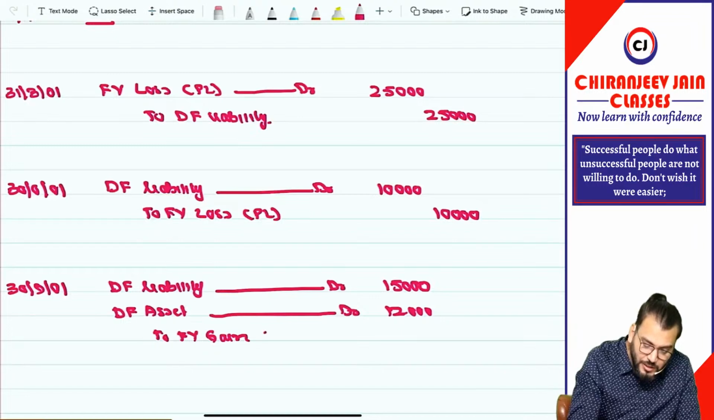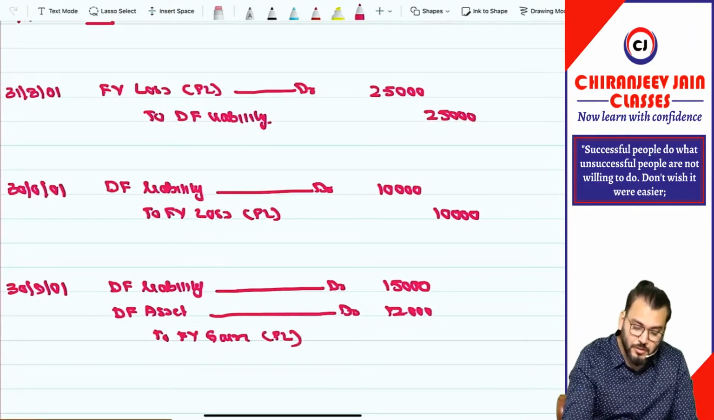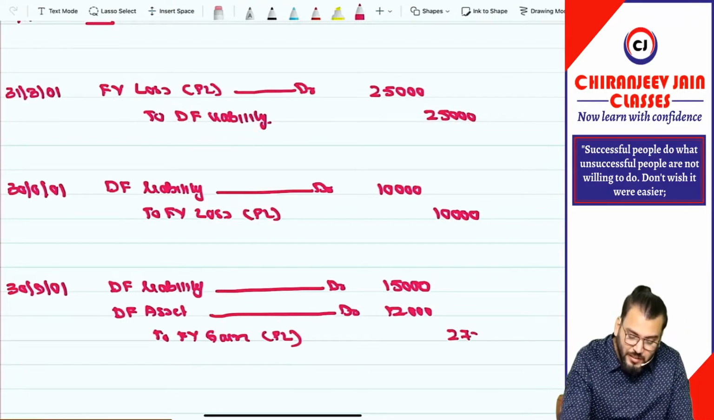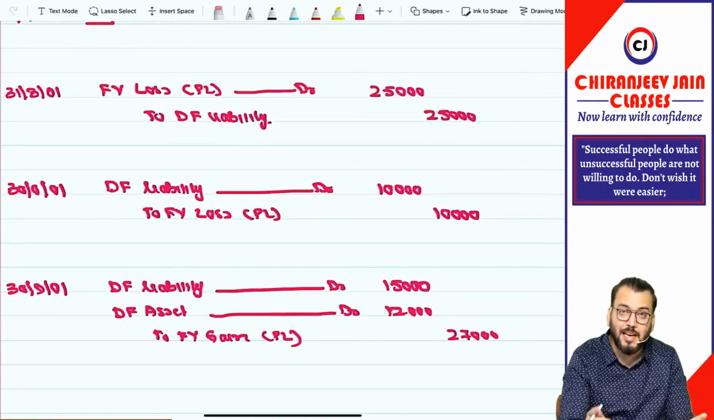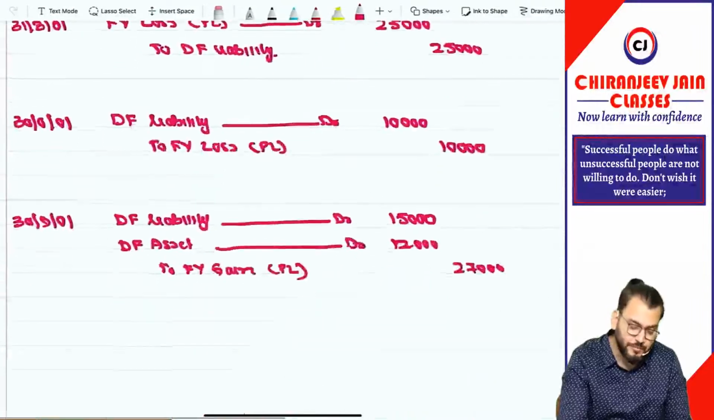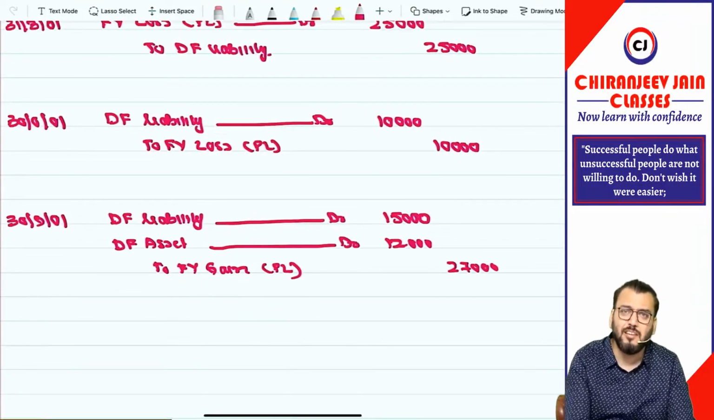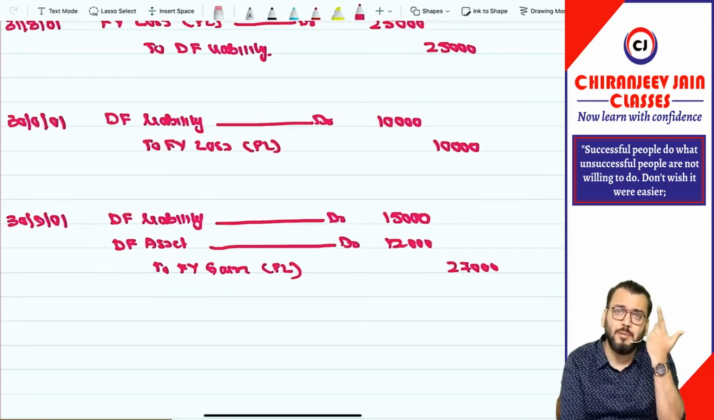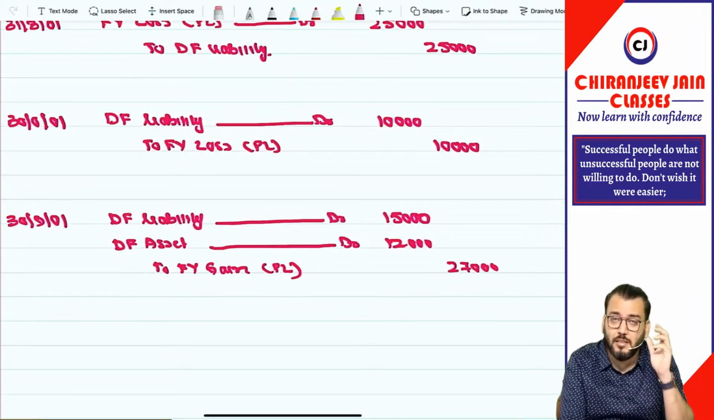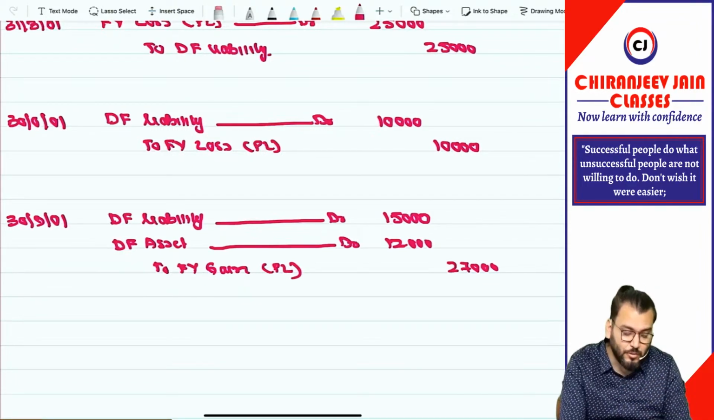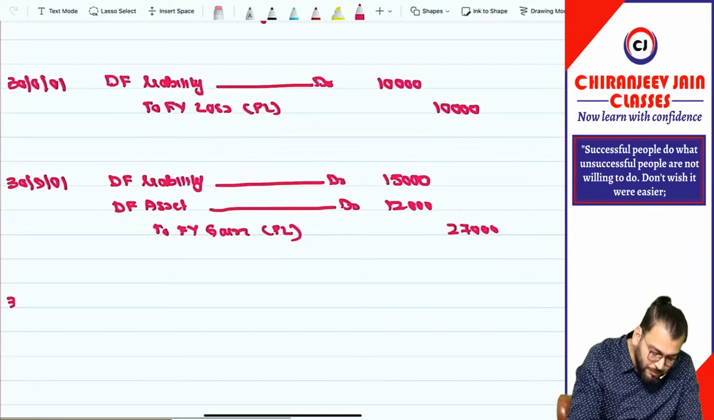Fair value gain transfer to PL. How much? You can see it is 27,000 gain. That is why I have said whenever negative becomes positive, we need to add it. Understood now? 27,000. Correct. Normally students make mistakes here. They have understood, but in the exam they get confused with the information given in the question. But you can see it is a simple question.